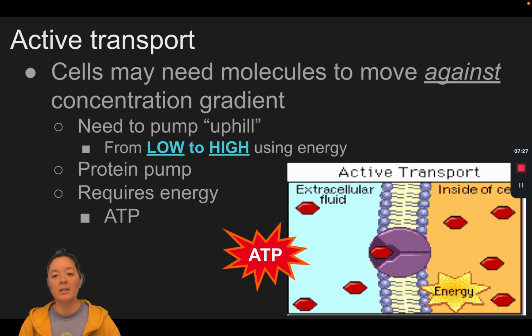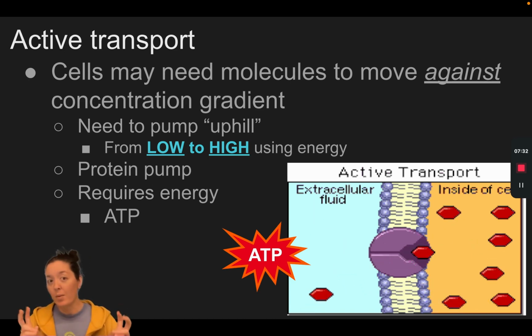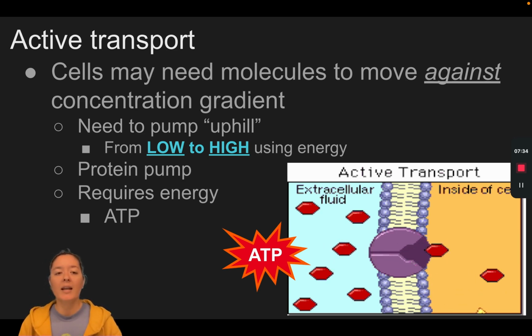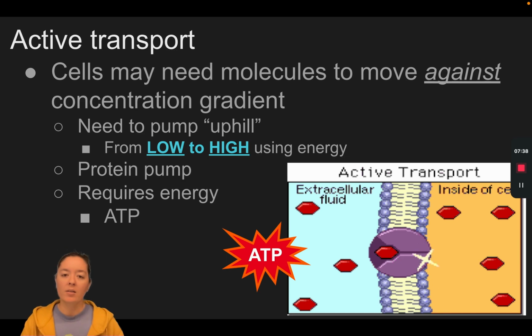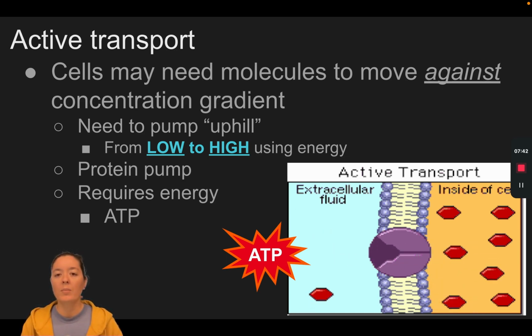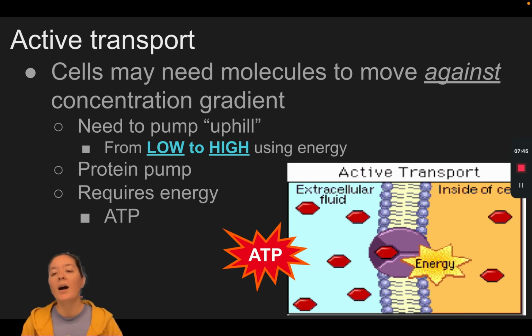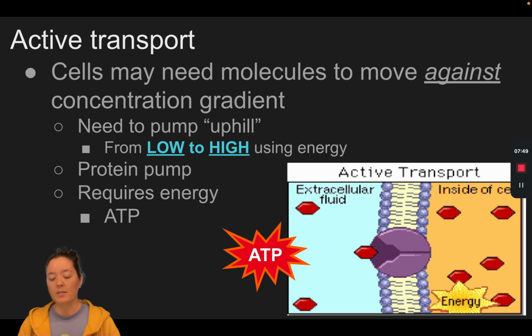So our protein here is actually pumping against the concentration gradient, or sort of uphill, and uses that ATP energy to go against the concentration gradient. In our little GIF here, we're seeing how the energy is helping our protein go from low concentration to high concentration. We're pumping against that gradient.